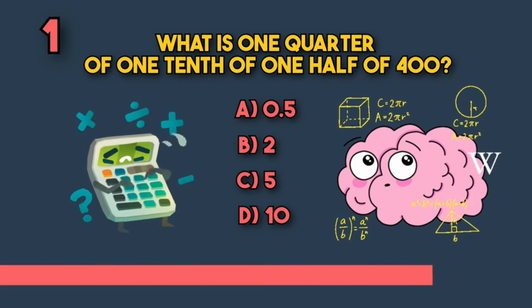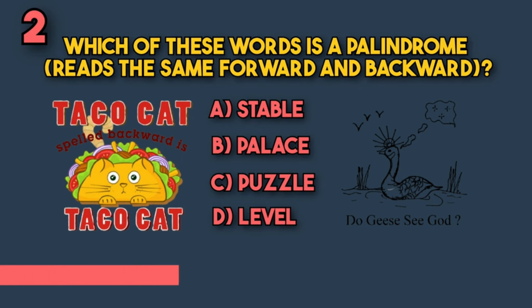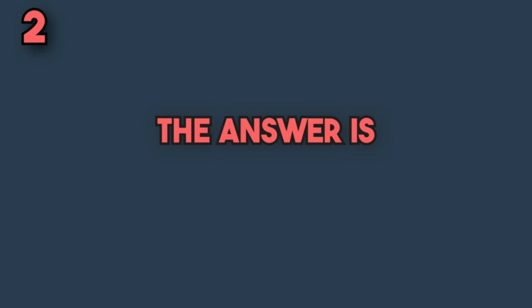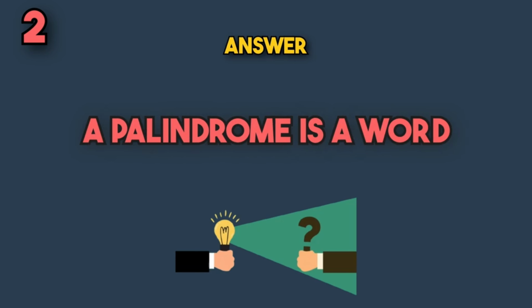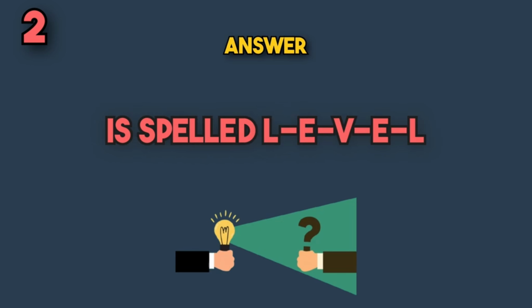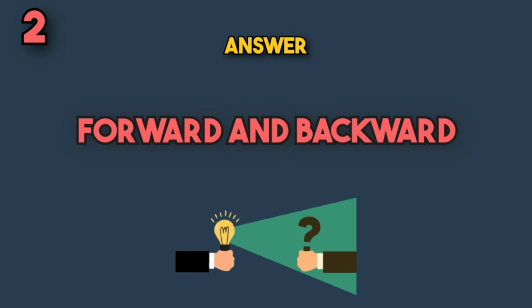Which of these words is a palindrome? Reads the same forward and backward. The answer is D, level. A palindrome is a word you can read the same way from both ends. Level is spelled L-E-V-E-L, forward and backward.